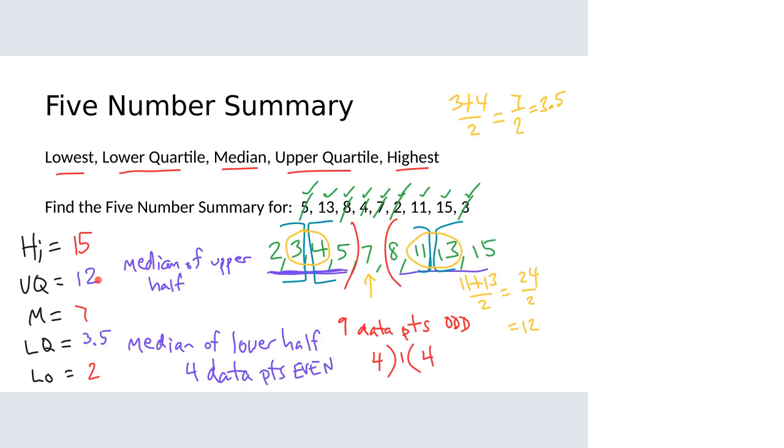And so our 5-number summary is right here in this box. The highest is 15, the upper quartile is 12, the median is 7. The lower quartile is 3.5, and the lowest is 2. Let me know if you have any questions about how to find a 5-number summary before I have you try one.